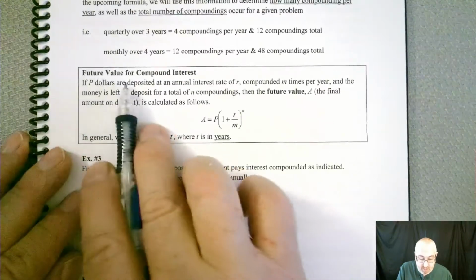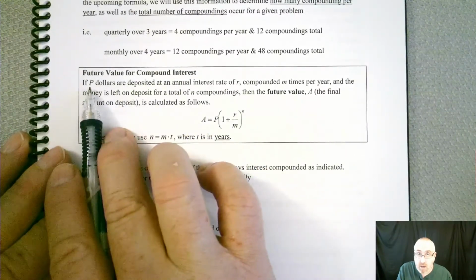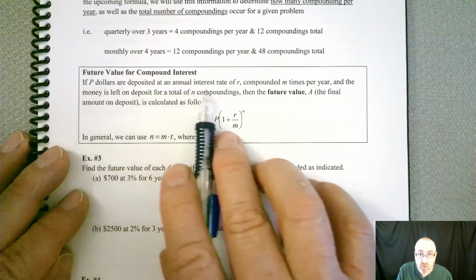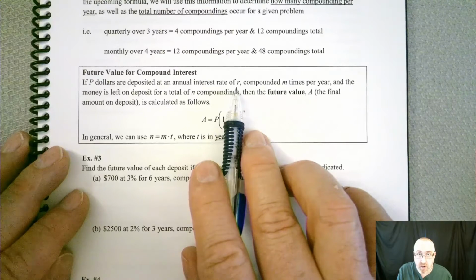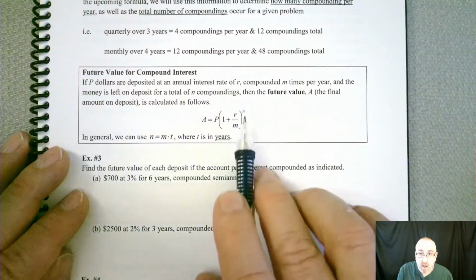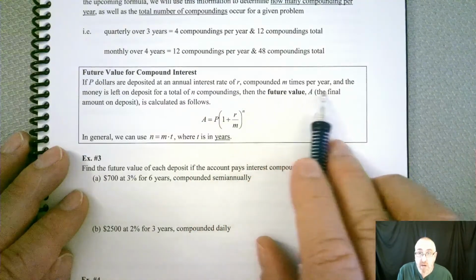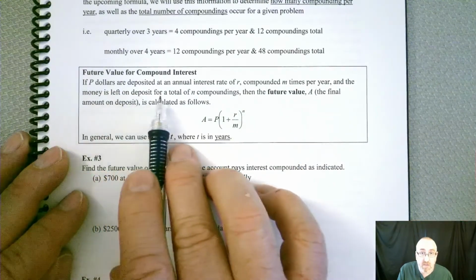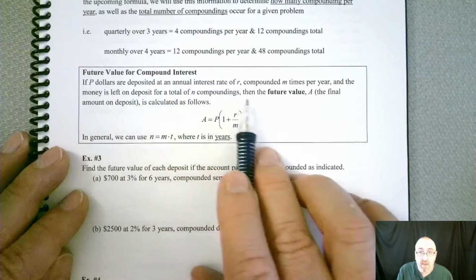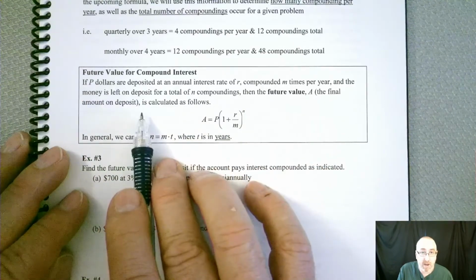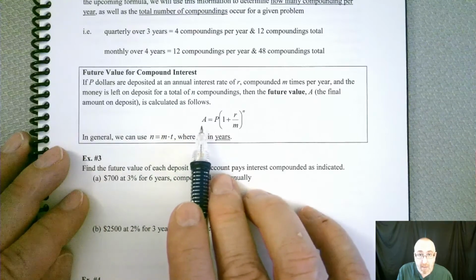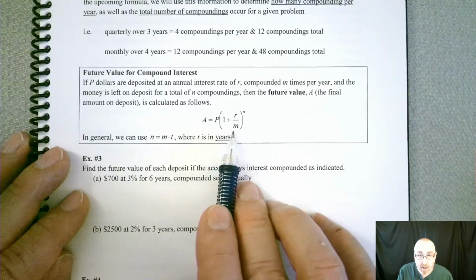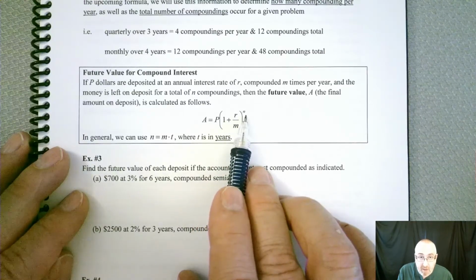So future value for compound interest. P is still our starting point, our principal, and our deposit at the annual interest rate of R. So R is still our interest rate. We still want to change it to a decimal. Compounded M times per year. And the money is left on deposit for a total of N compoundings. Then the future value A, the final amount of the deposit, is calculated as follows. So we got A equals P, parentheses, 1 plus R over M, all raised to the N power.